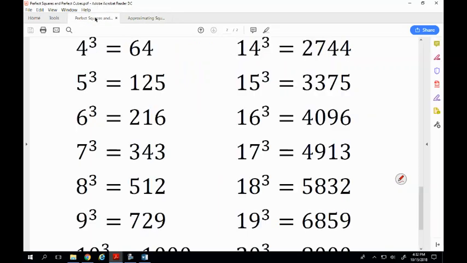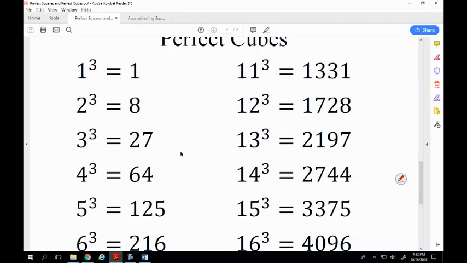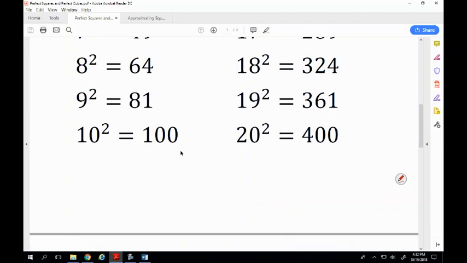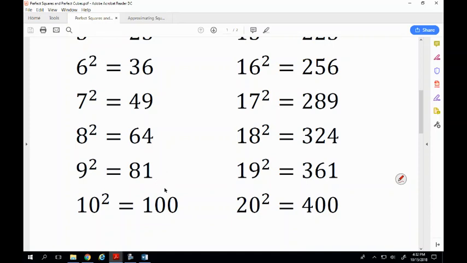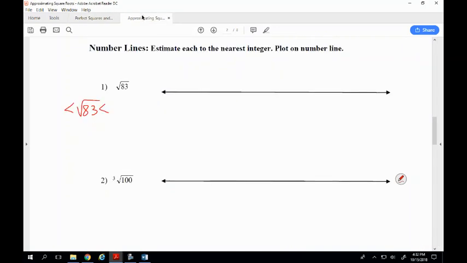Square root of 83. Notice that I'm in the powers of 3, so I can't use the powers of 3. I have to go back up to perfect squares. And our number again is 83. So 83 is going to fall between 81 and 100. So we flip it back, and we've got 81 that goes on the left, 100 that goes on the right, and we take the square root. So square root of 81 is 9, square root of 100 is 10, our number goes in the middle.